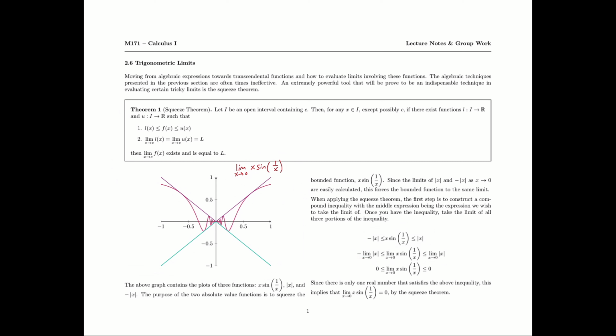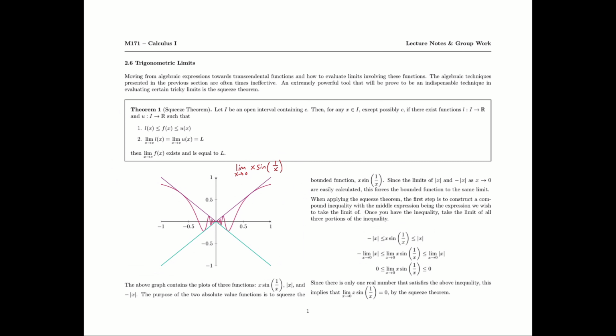So when we do that, we don't know how to do the limit of that middle portion, but we do know what the limit of negative absolute x is and the limit of absolute x, because absolute value of x and its negative are both continuous functions, so we can evaluate the limit by direct substitution. In other words, just by plugging in the value, x equals 0. Well, we get 0 is less than or equal to this limit we're trying to find, which has to also be less than or equal to 0. Well, there's only one real number that is greater than or equal to 0 and less than or equal to 0. The only thing this could possibly be is 0.